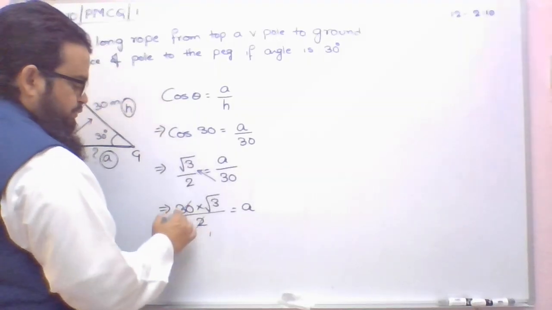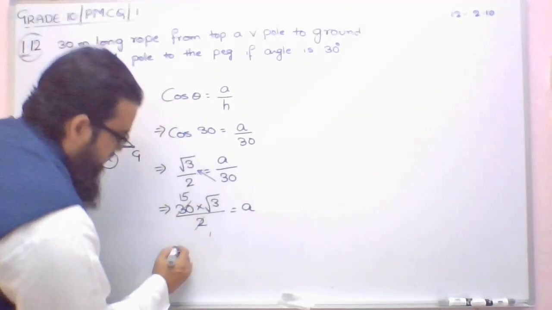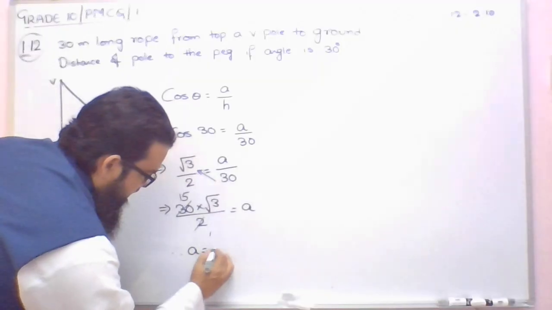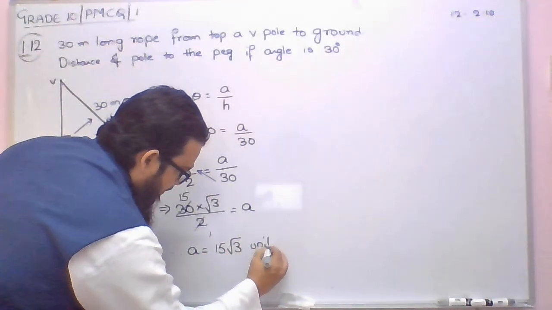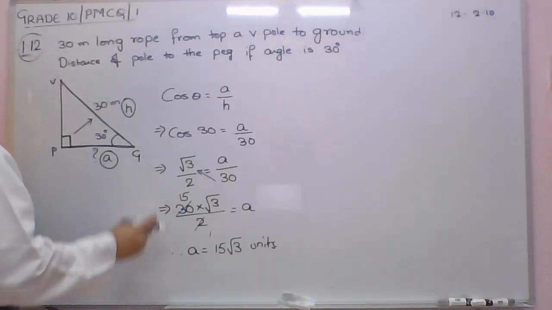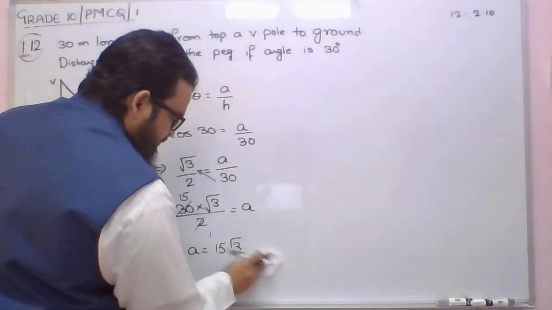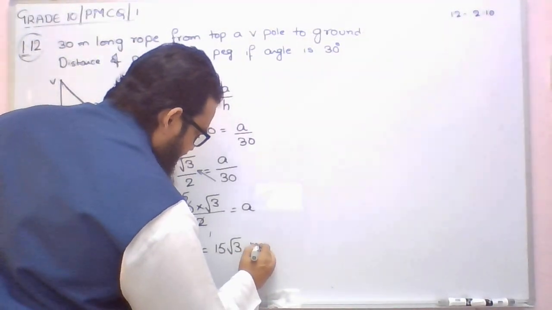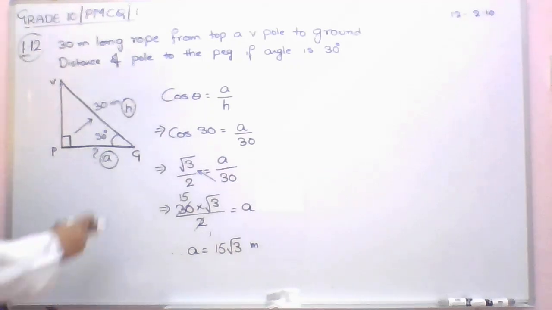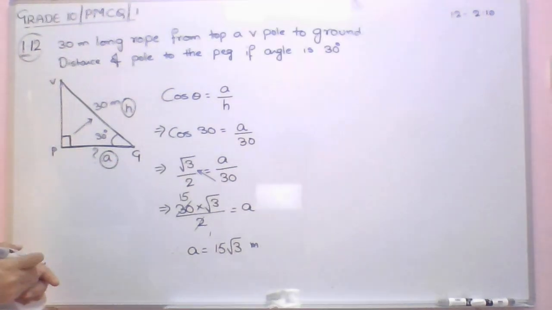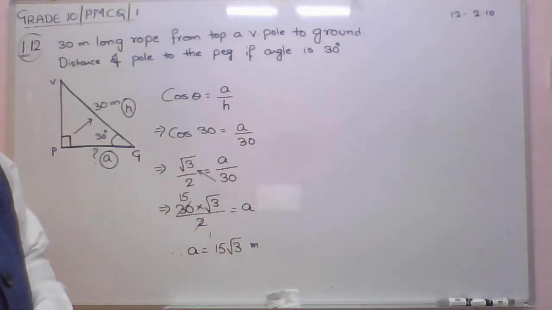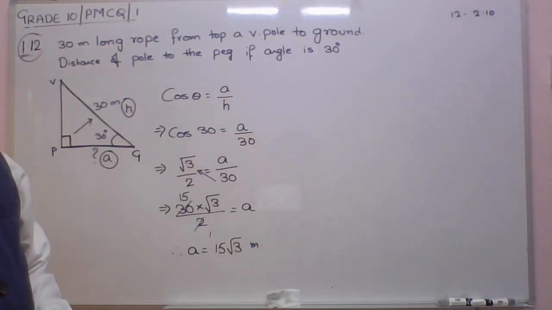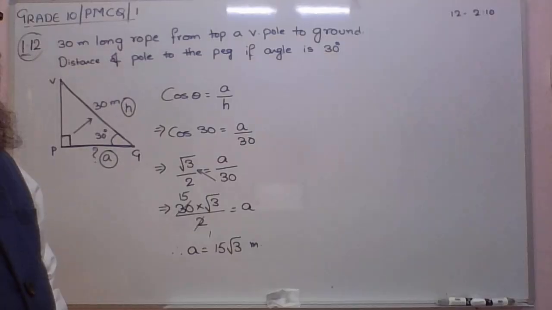Two 15s are 30, so 15 times root 3. Therefore a is equal to 15 root 3 units. It is given in meters, right? So it will be 15 root 3 meters. So the distance between the pole and the peg is 15 root 3 meters. Got it? Let us see the next problem.